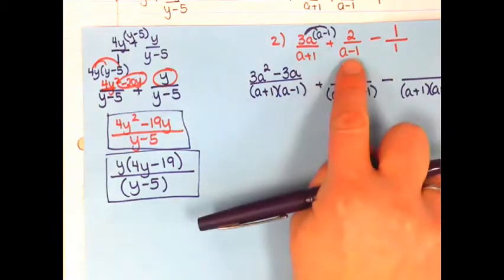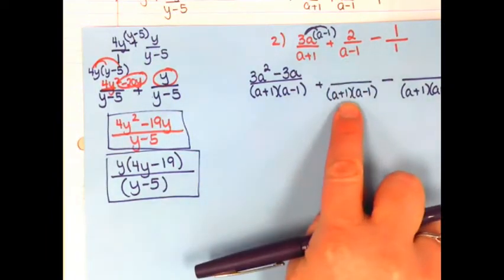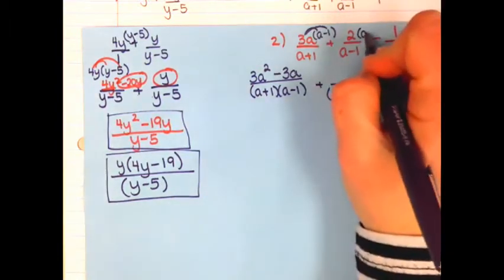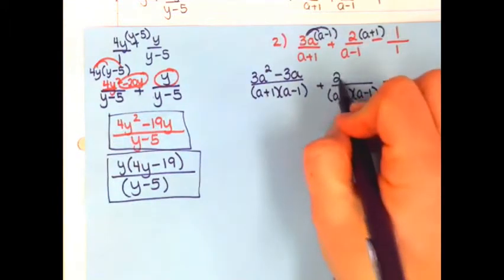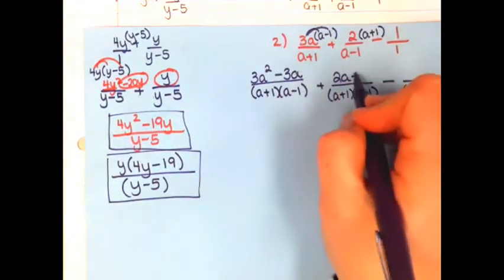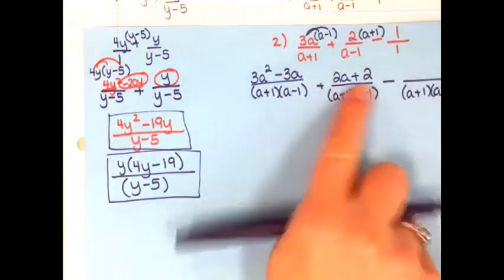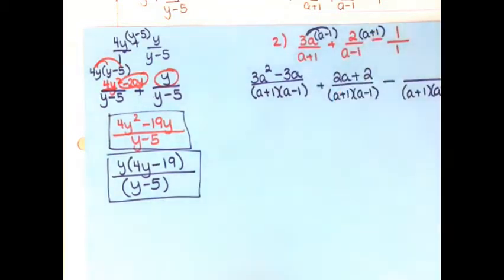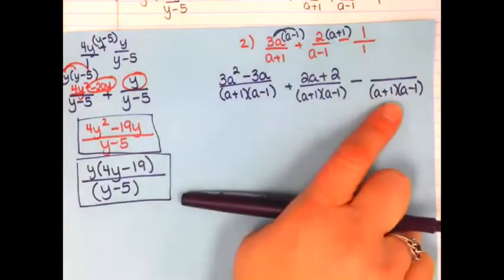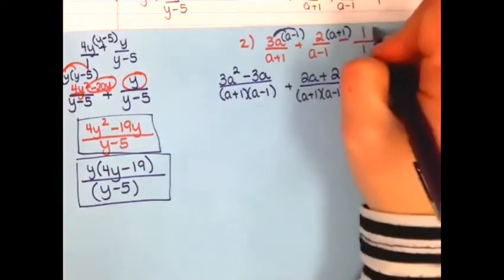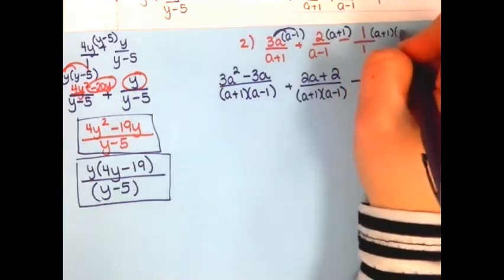What did I multiply a minus 1 by to get to my denominator? A plus 1. So I need to multiply by a plus 1 here. So 2 times a is 2a, and 2 times 1 is 2. If I factor out a 2, wouldn't that be back to my original? Yep. And then from 1 to get to a plus 1 times a minus 1, I have to multiply 1 by a plus 1 times a minus 1.